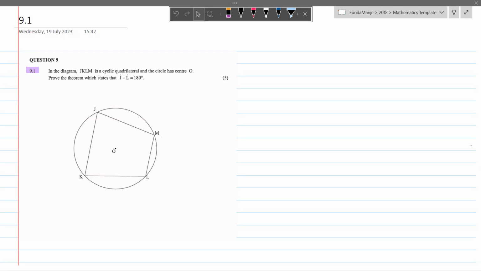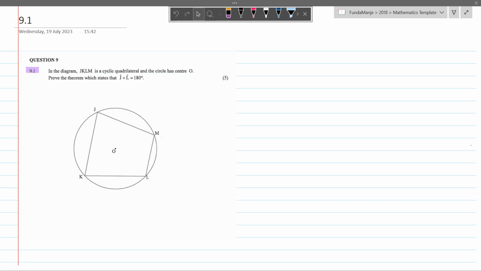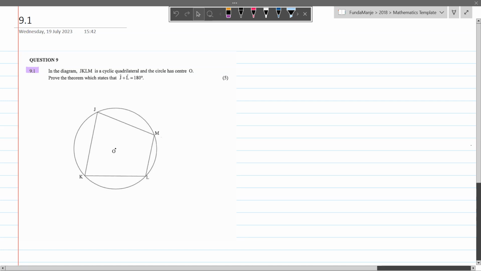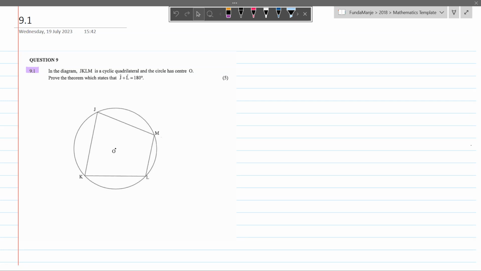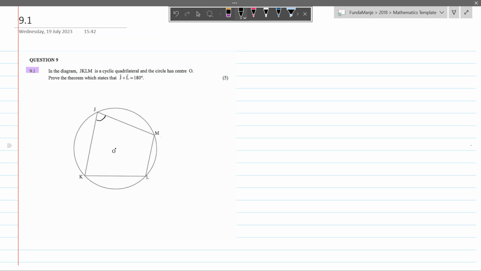Okay, question 9.1 says in the diagram JKLM is a cyclic quadrilateral and the circle has center O. Prove the theorem which states that J plus L is equal to 180 degrees. Basically, the opposite angles of a cyclic quadrilateral are supplementary, meaning they add up to 180 degrees. So in this case, we are looking at the angles J and L.